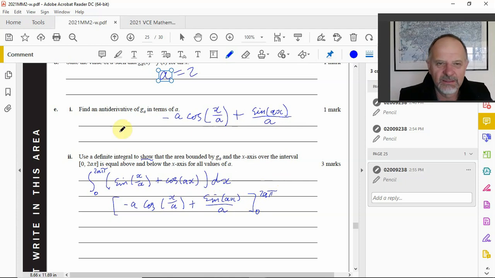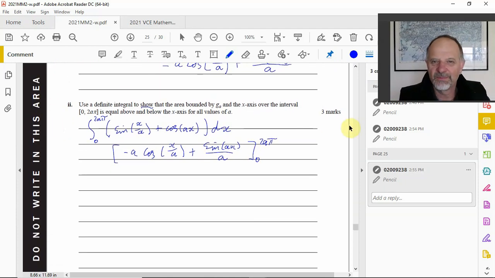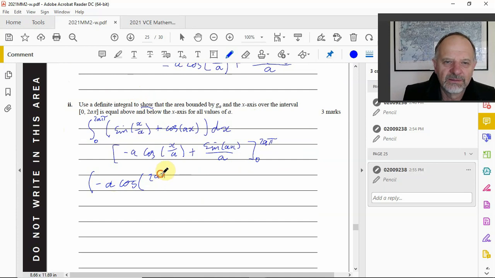All right, so let's expand that. Now remember, it's 3 marks here and we're asked to show, so we need to do working out. So then the next step down is to substitute negative a cos 2a pi on A plus sine 2a pi times that a there, so it's 2a squared pi all over a.